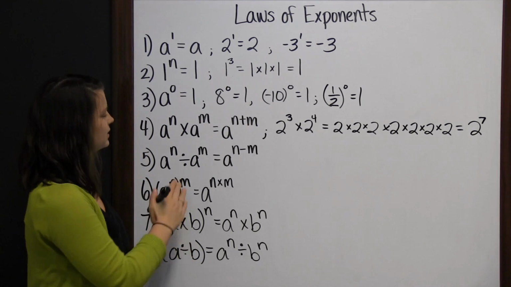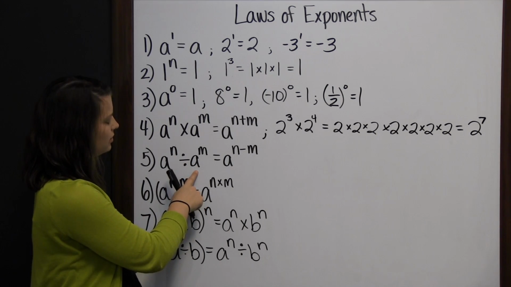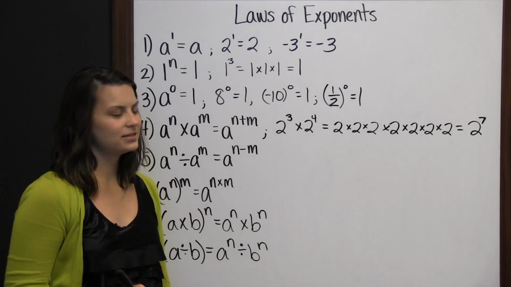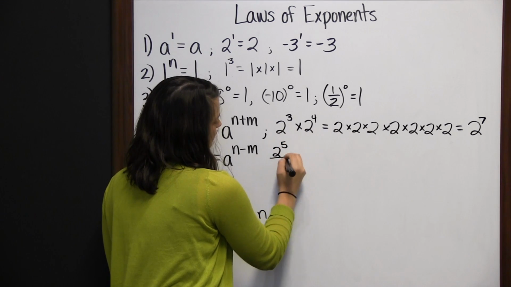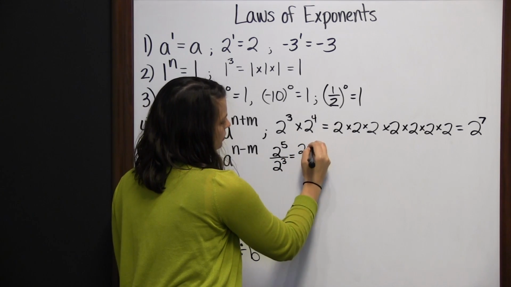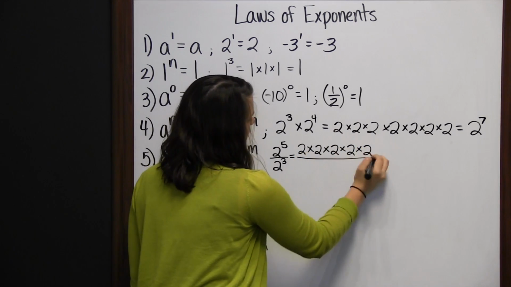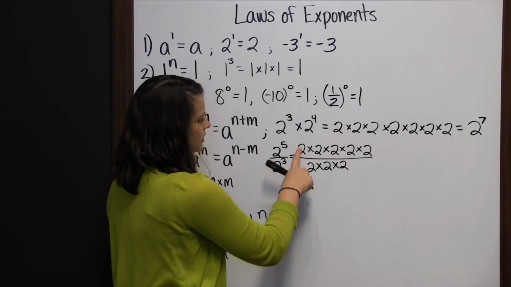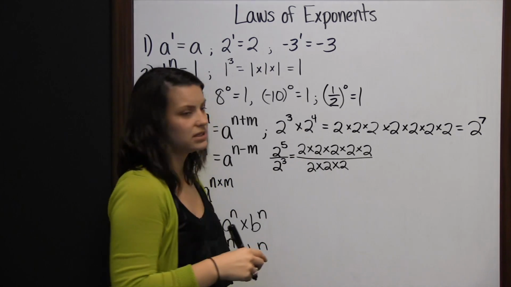The fifth rule is pretty similar to the fourth rule, except we're dividing numbers with the same bases. So instead of adding our exponents, we subtract our exponents. For example, if we were doing 2 to the 5th divided by 2 cubed, what we're really doing is 2 times 2 times 2 times 2 times 2 divided by 2 times 2 times 2. So that's 2 to the 5th, 2 times itself 5 times, divided by 2 times itself 3 times.